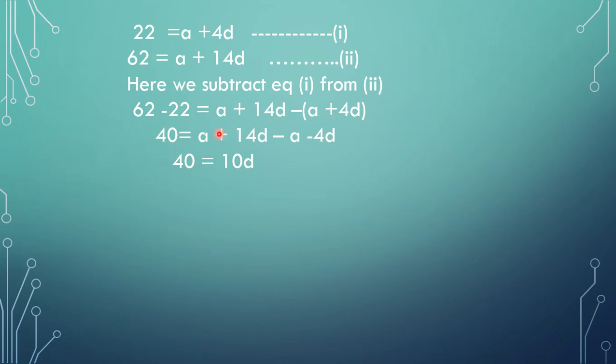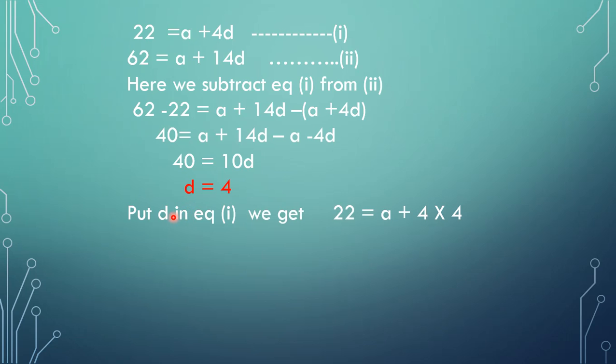So we get 62 minus 22 is 40. So 40 is equal to A plus 14D minus A, minus and plus becomes minus 4D. Now this minus A and this plus A will cancel out, and we have rest of the terms are 14D minus 4D. Now 14 minus 4 is 10D. So we get 40 is equal to 10D. Now this 10 divides 40. So we get D is equal to 4.